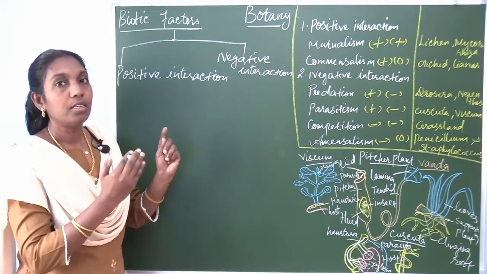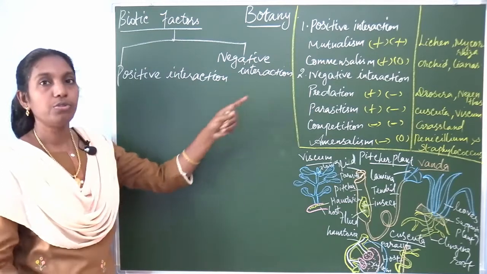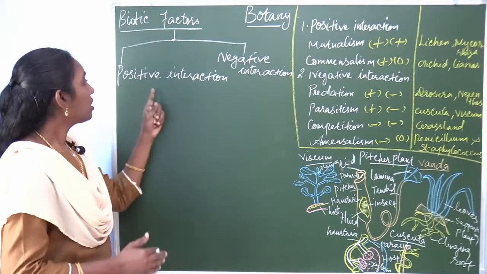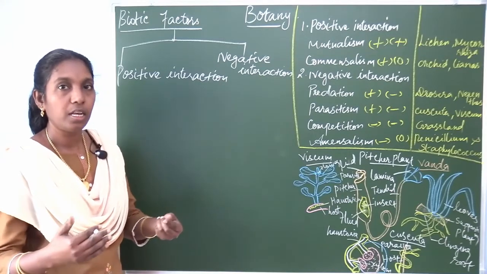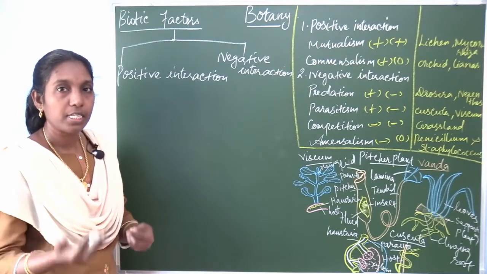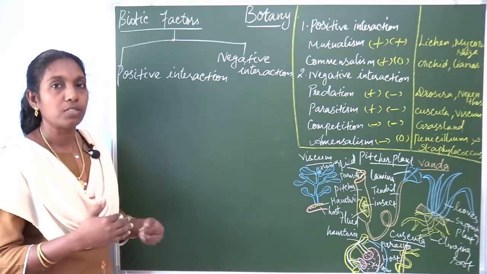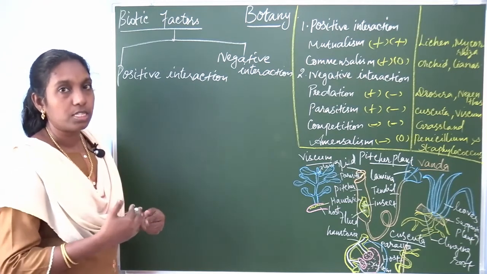So, first learn what the biotic factors are. The biotic factors are classified into two types. What are biotic factors? Interactions between the living organisms like plants and animals. The plants influence one another as well as the animals, which affects the ecosystem.